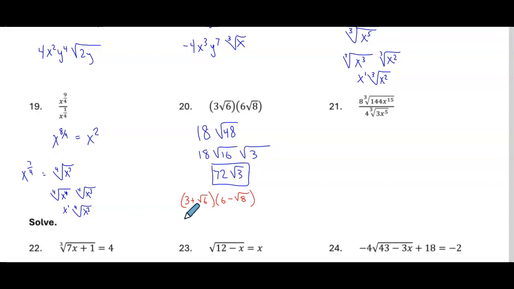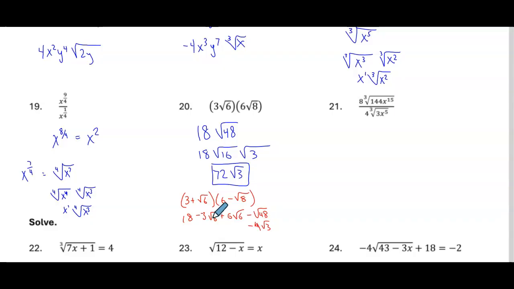Okay, so 3 times 6 is 18. 3 times root 8 is negative 3 root 8. Root 6 times 6 is plus 6 root 6. And then 6 times 8 is 48 inside a root. So I would do the same thing here that I did with this 48. So that's going to be 16 and 3, so that's 4 root 3.